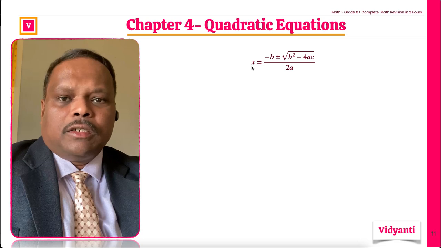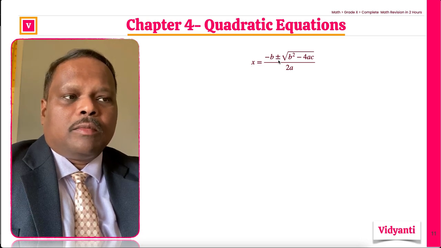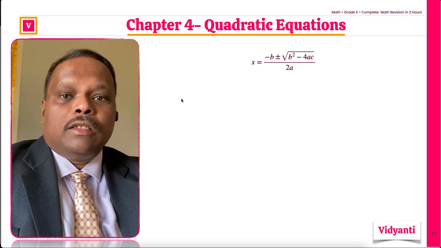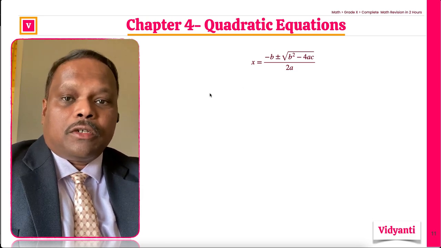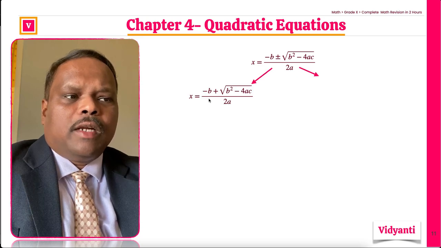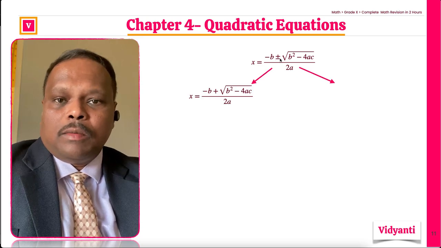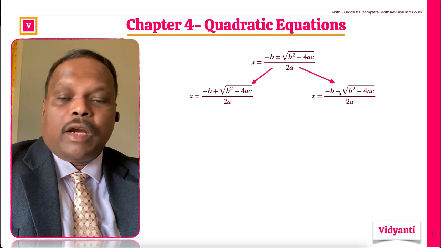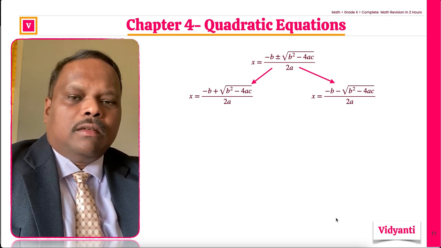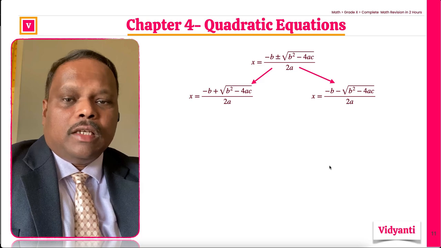The quadratic formula gives you two possible answers: minus b plus or minus root of b square minus 4ac upon 2a. A is the coefficient of x square, b is the coefficient of x, c is the constant coefficient. As you can see, there are two possible answers. Once you have to take the plus sign, and once you have to take the minus sign. So if you understand this basic thing, then all the remaining things will be easy.